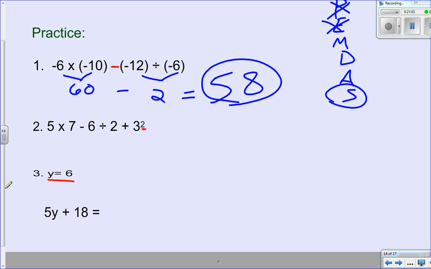With PEMDAS, we start with the exponent. There's no parentheses, so we start with the exponent. 3 squared is the same as 3 times 3. 3 squared is 9. Let's bring everything else down so we don't get confused.